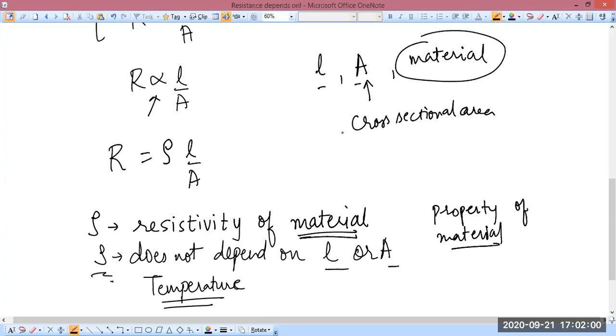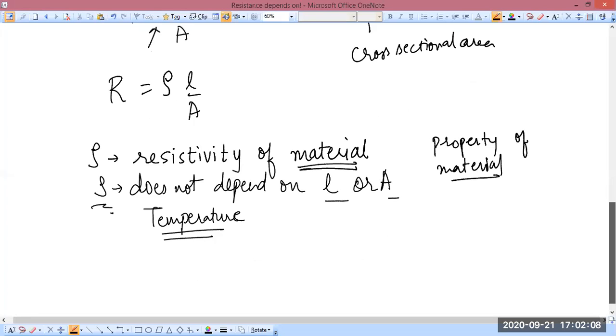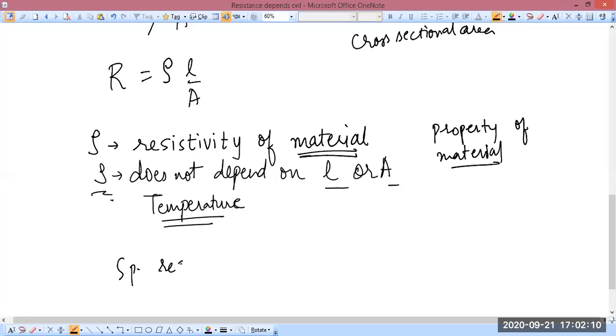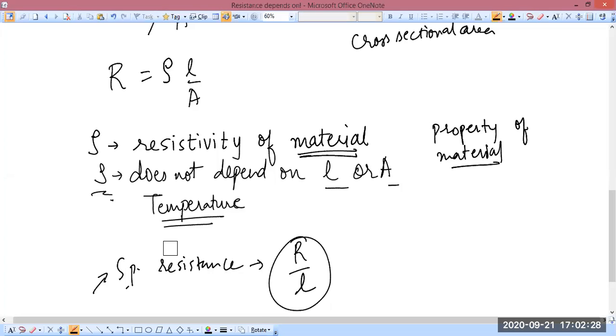As far as I am aware, specific resistance is resistance per unit length. But I also remember that different books in physics and chemistry define this in a different way. So before I confirm how it is given in your textbook, don't worry too much about what specific resistance is.